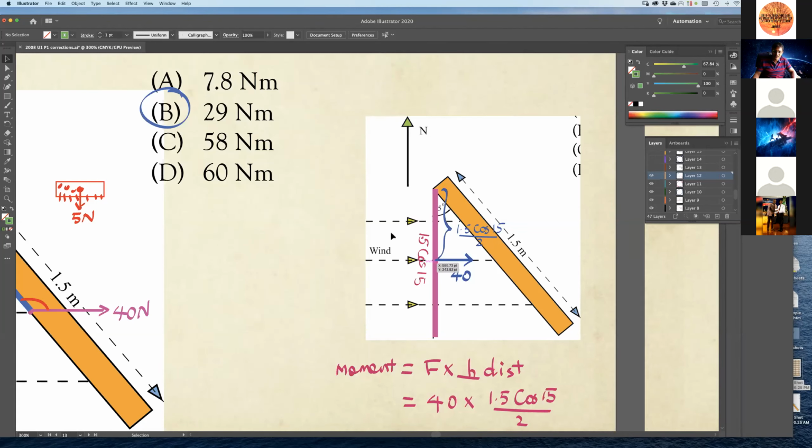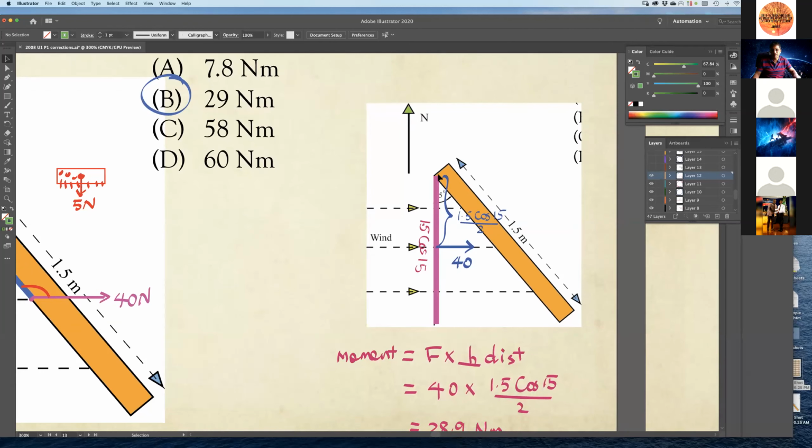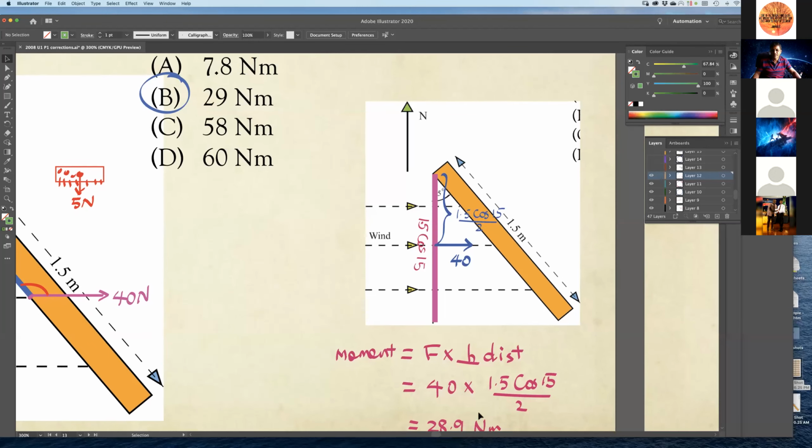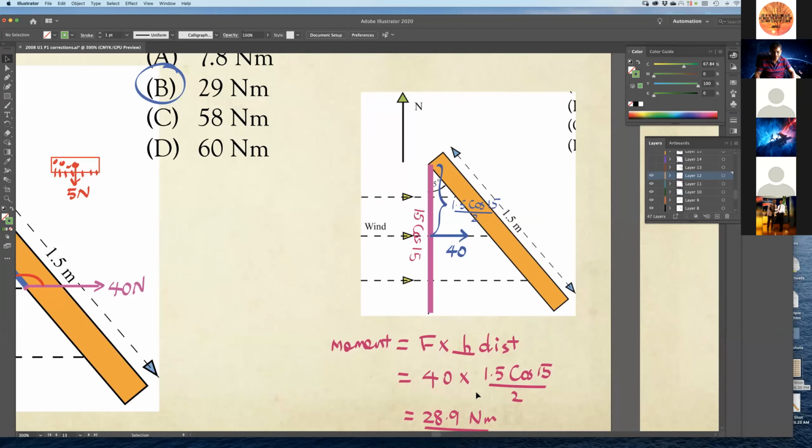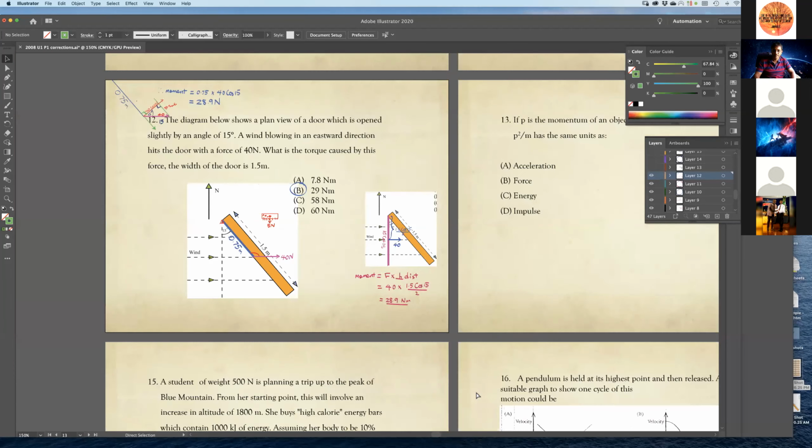This part I've drawn is the effective area of the door as the wind is hitting it, not the 1.5 meter. So we can use this effective distance and do the same math, where this effective distance is 1.5 cos 15, and therefore half of that distance will be 1.5 cos 15 over 2, and you multiply that by 40, and you get the same answer. So those are two methods to do it. Any clarifications needed?